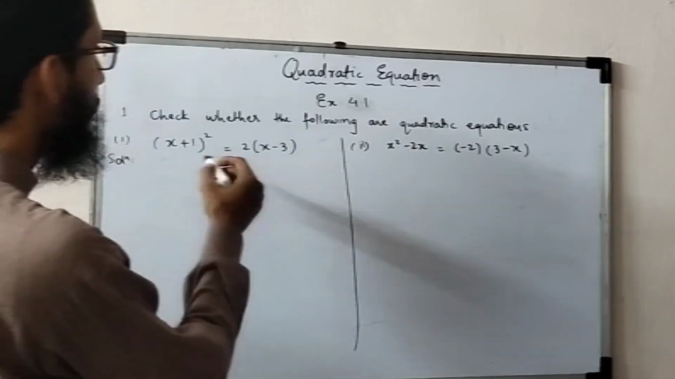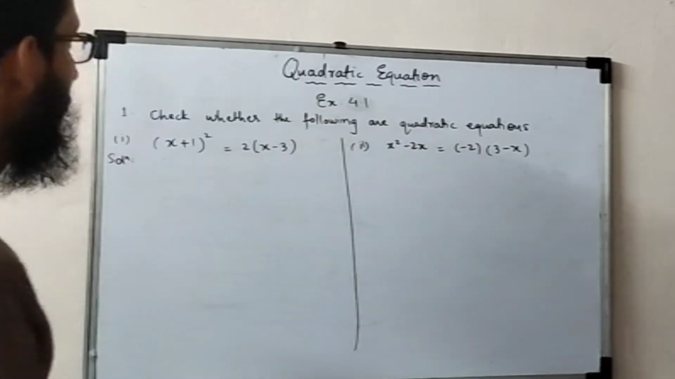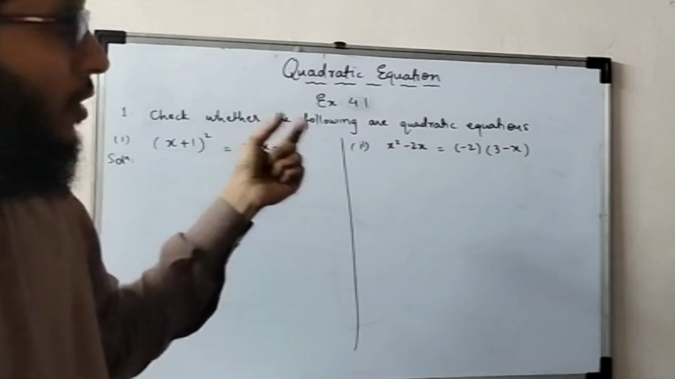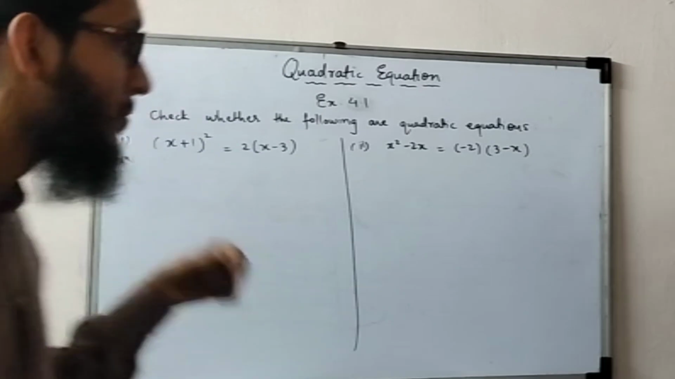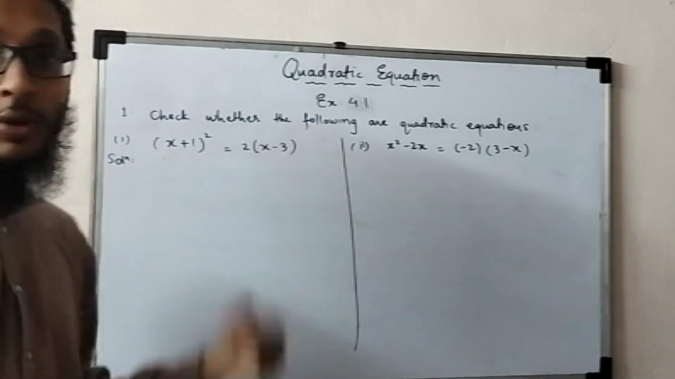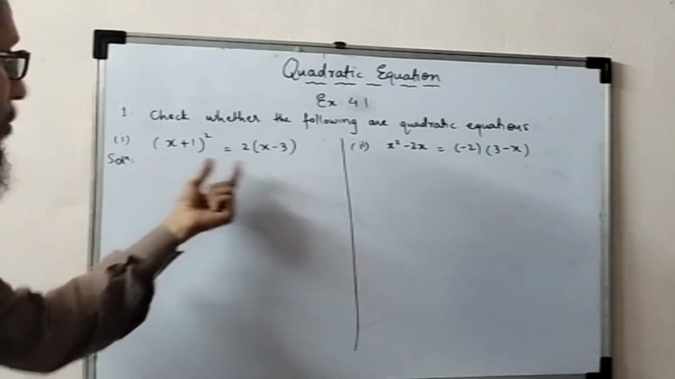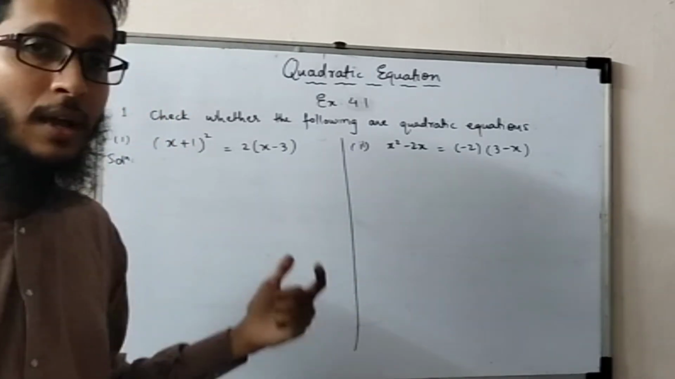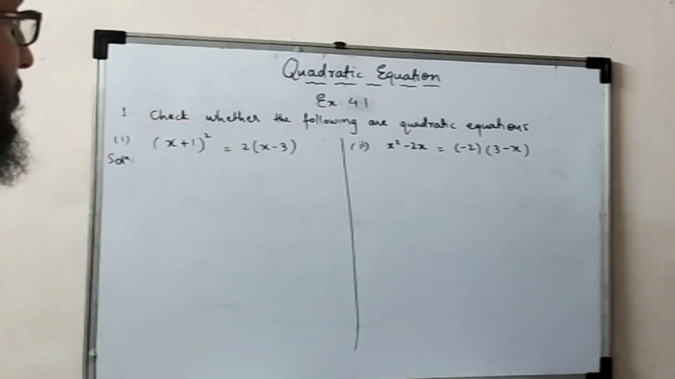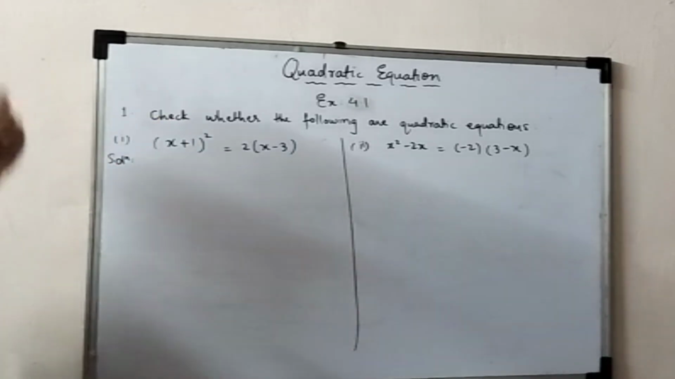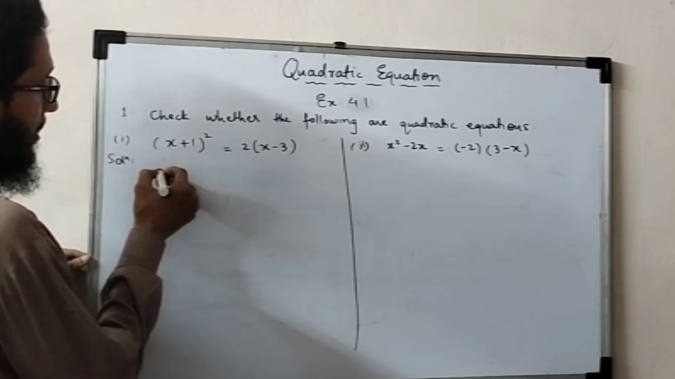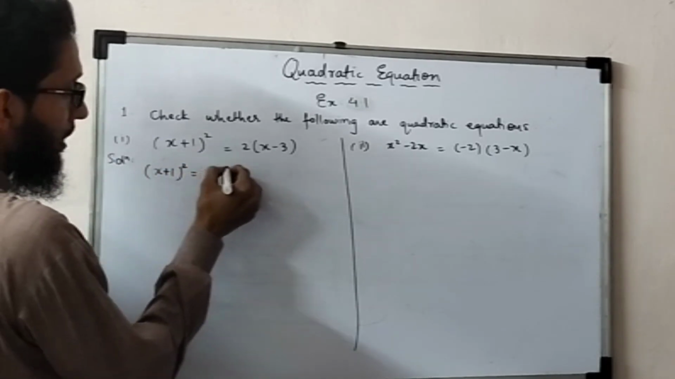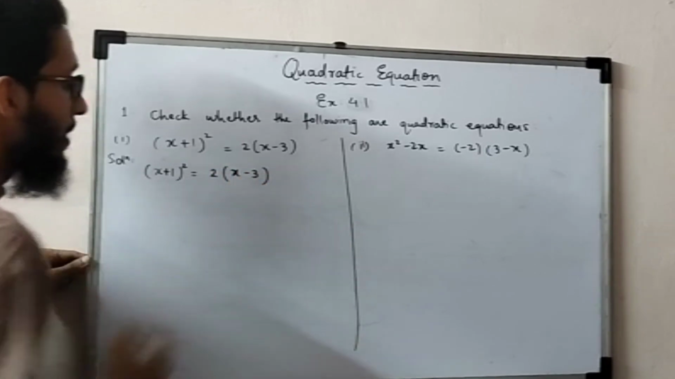Now I have taken the questions from exercise 4.1. Okay. Question number 1: check whether the following are quadratic equations or not. So we have to check whether these equations are quadratic equations or not, because these are not in the standard form. So we have to solve them and see whether they are quadratic equations or not. The first question: x plus 1 the whole square is equal to 2 multiplied by x minus 3.